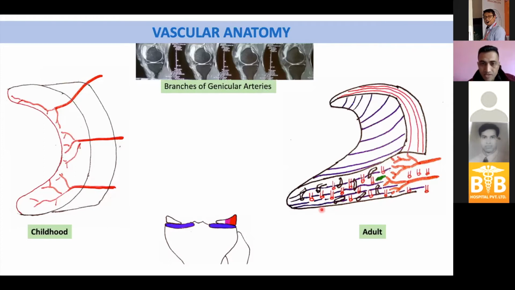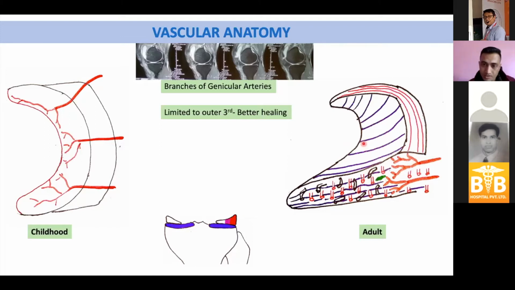And the vascularity, these are branches of the genicular arteries, medial and lateral, superior and inferior, of course. And this is limited to the outer 1/3. So how do we exploit this knowledge? If there is a tear in the outer 1/3 portion of the meniscus, this has better healing potential. So we don't want to remove the meniscus when it's on the outer third, especially because it has better healing potential. We want to go for repairing the tear on the outer third of the meniscus.